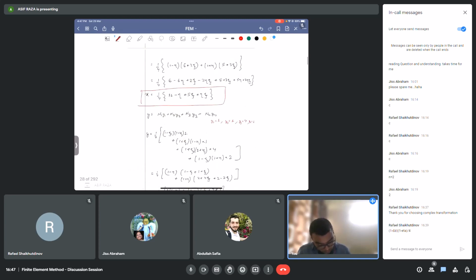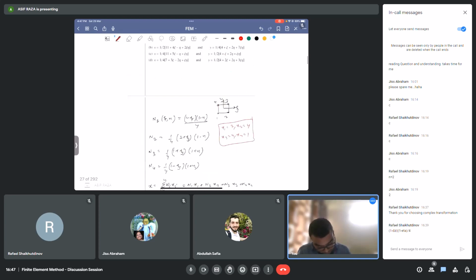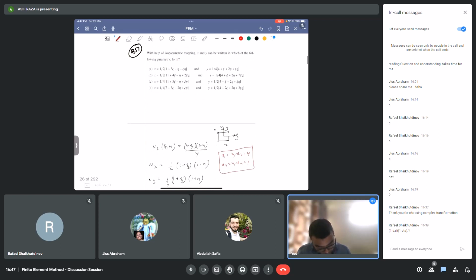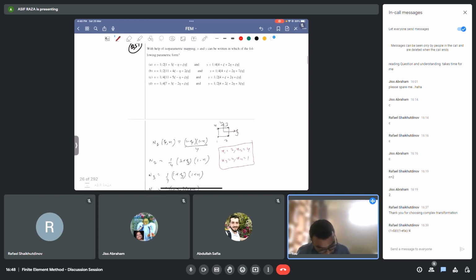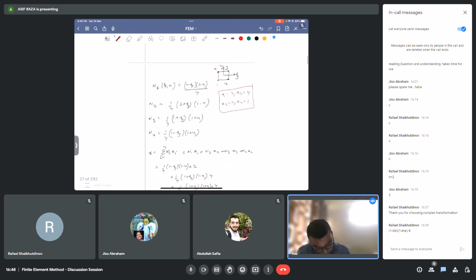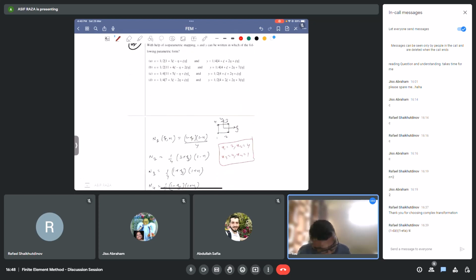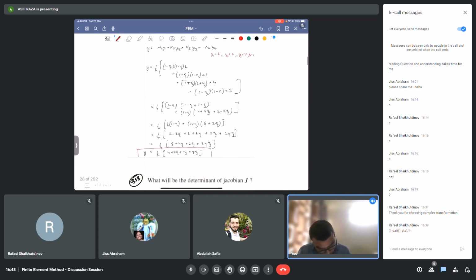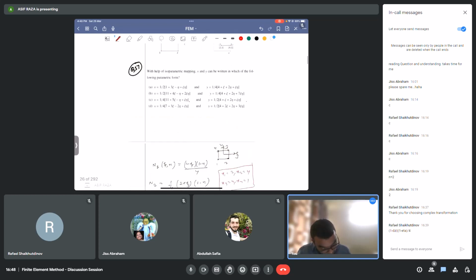Let's match it with the options. So 1 by 4, 11, I can say 11 minus eta, 5 xi plus xi eta. Yeah, so this matches with this one. See this one, 1 by 2, 4 plus xi, 2 eta, xi eta, yeah, this one is correct. Yes, so option C would be the answer.